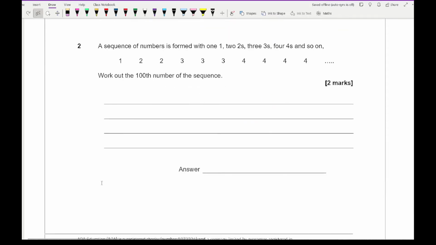Moving on to question 2, it says that a sequence of numbers is formed with 1 1, 2 2s, 3 3s, 4 4s, and so on. And the question is asking us to work out the 100th number in the sequence. So this can be very, very time consuming, so we need to find a more effective way of answering this question. Now, one way of doing that is using cumulative frequency.